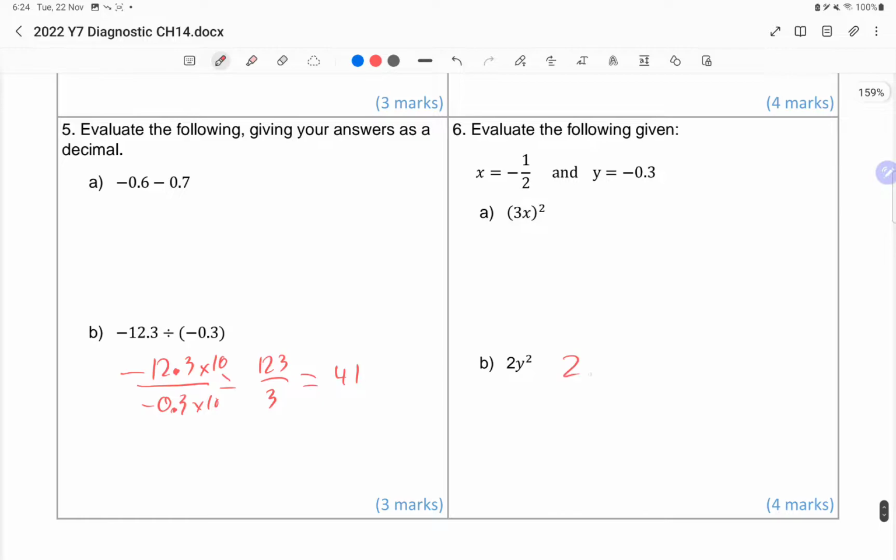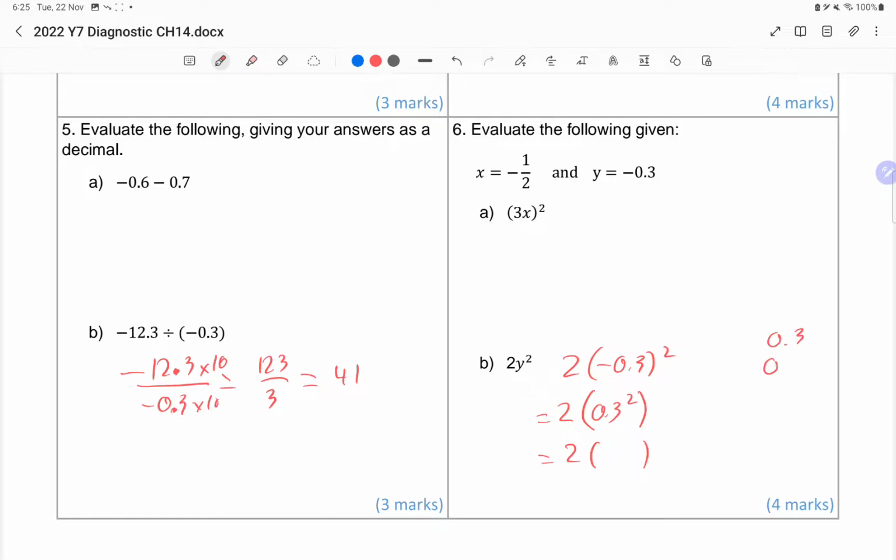That's 6b. So that's 2 times, make sure you put it in the brackets, negative 0.3 squared. A negative number, when you square it, you get a positive number. So that's the same as 2 times 0.3 squared. What's 0.3 squared? It's 3 times 3, which is 9, and then you add back the decimals.